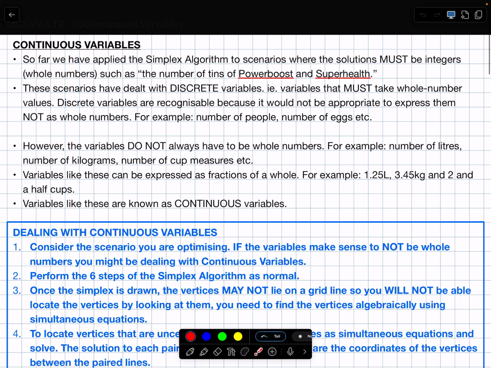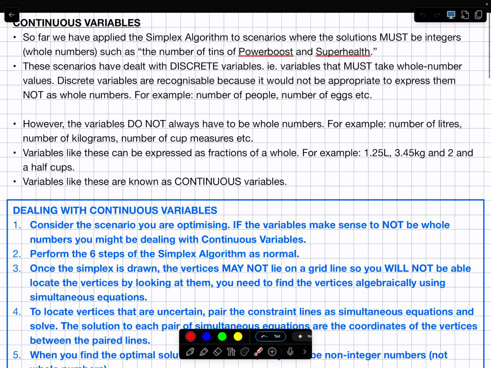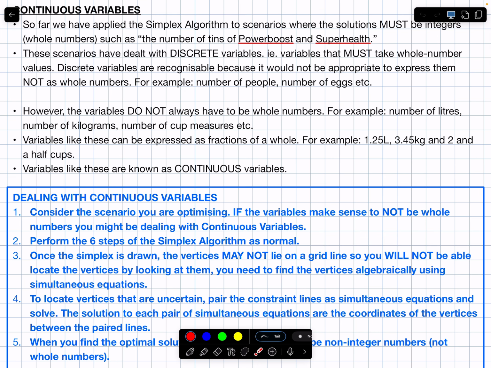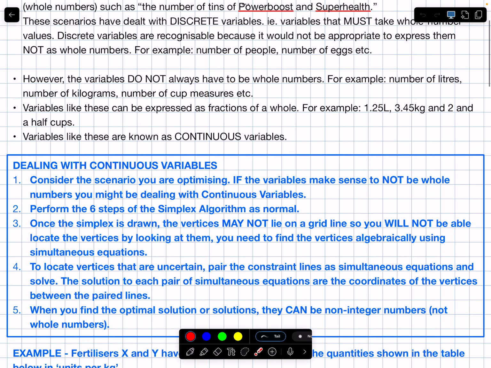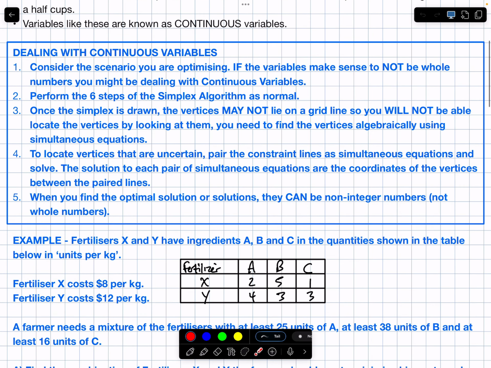For example, do I have to have a whole number of liters of something? Do I have to have a whole number of kilograms of something? You can't have third cup measures, you can have quarter cup measures. So variables like these can be expressed as fractions of a whole. Variables like these are known as continuous variables. So you need a way to deal with continuous variables, and here it is.